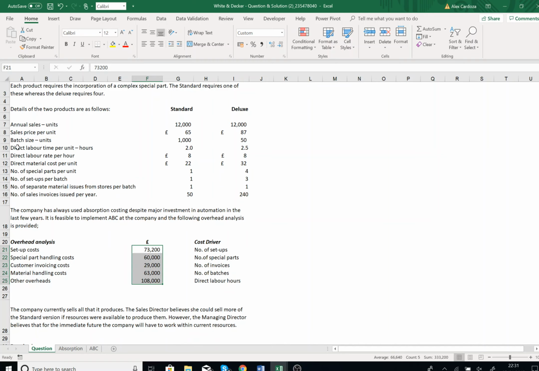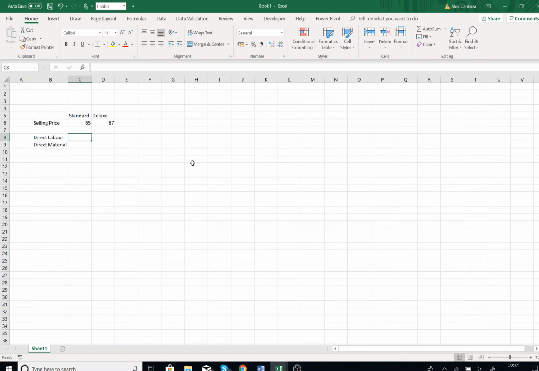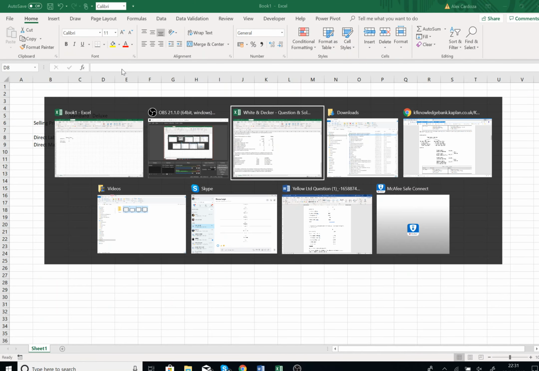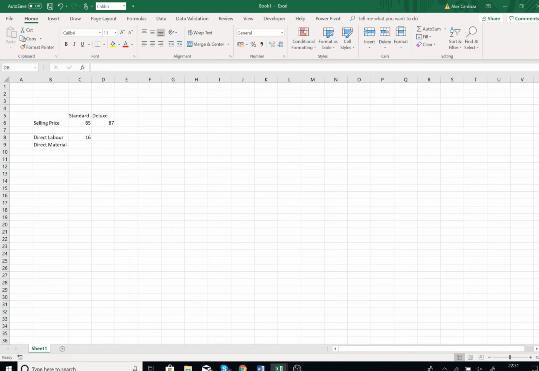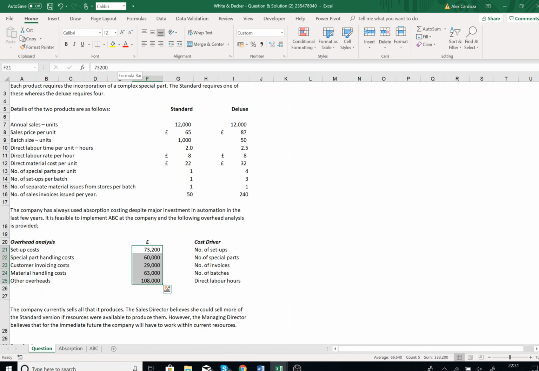And it's direct labor hours is 2. So your direct labor for standard would be 2 times 8, so it is 16. Okay, and then for deluxe, you do the same, so it would be 8 times 2.5, which is 20. Okay, 8 times 2.5, because the deluxe takes 2.5 hours to make at £8 an hour.